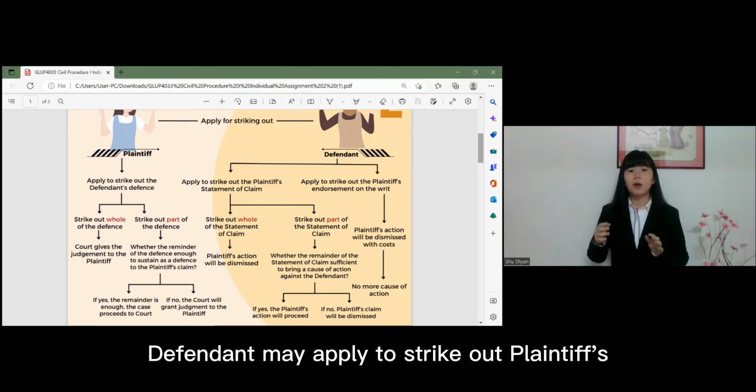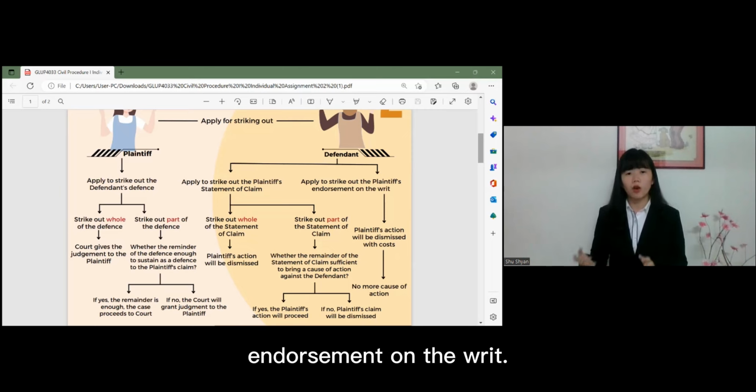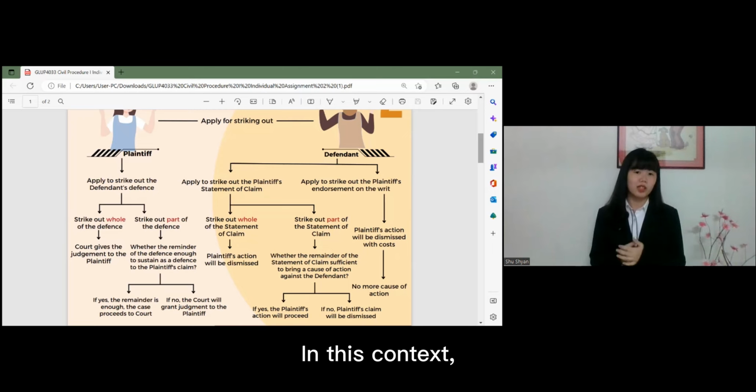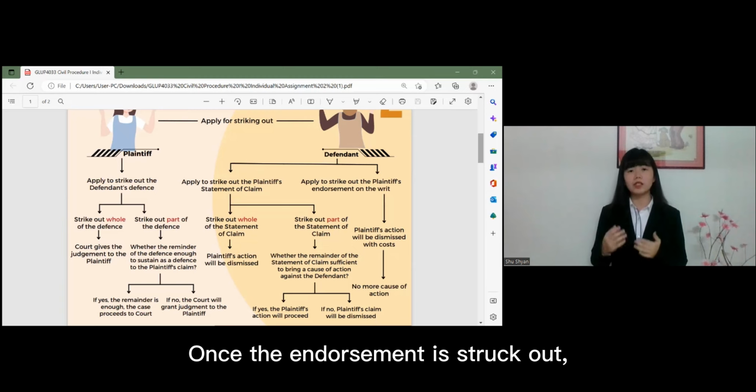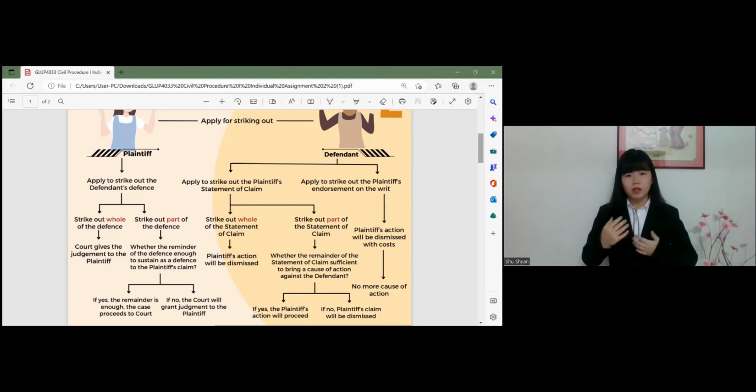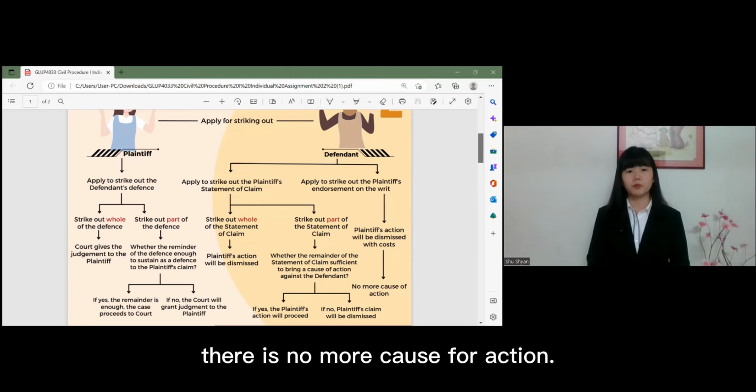Secondly, the defendant may apply to strike out the plaintiff's endorsement on the writ. In this context, the plaintiff's action will be dismissed with cause. Once the endorsement is struck out, there is no more cause of action.